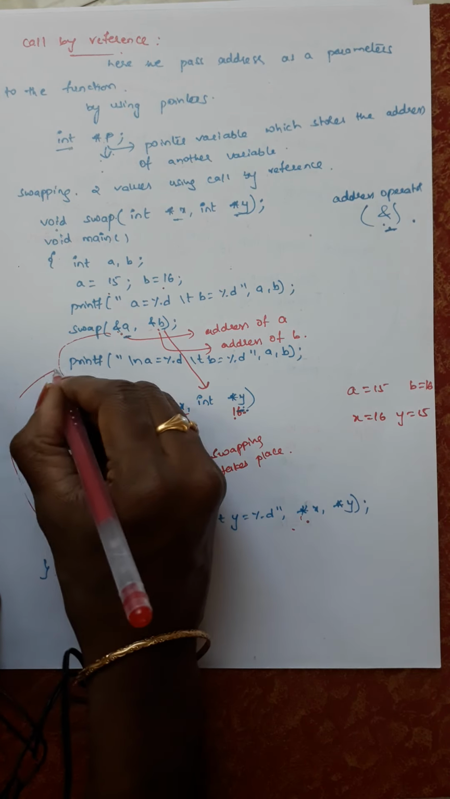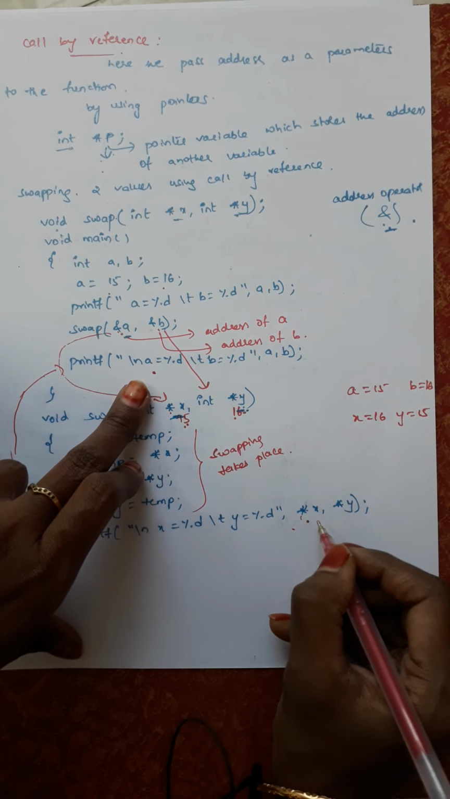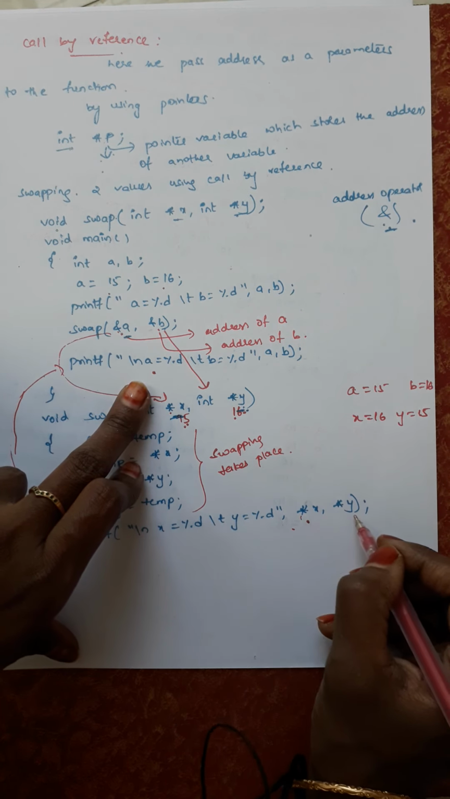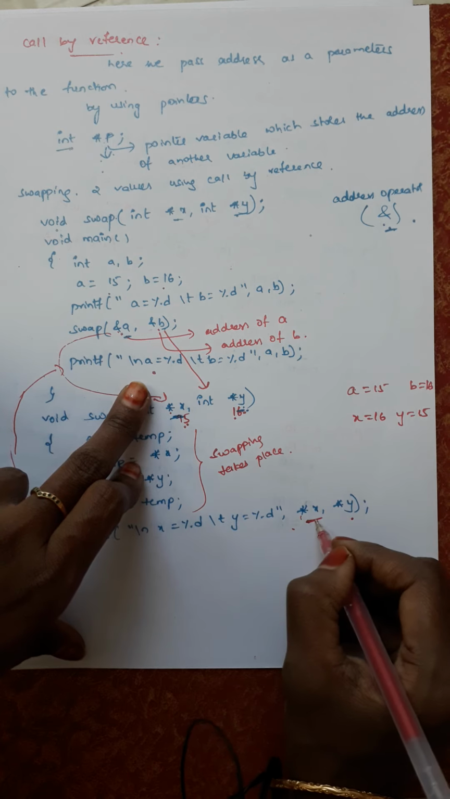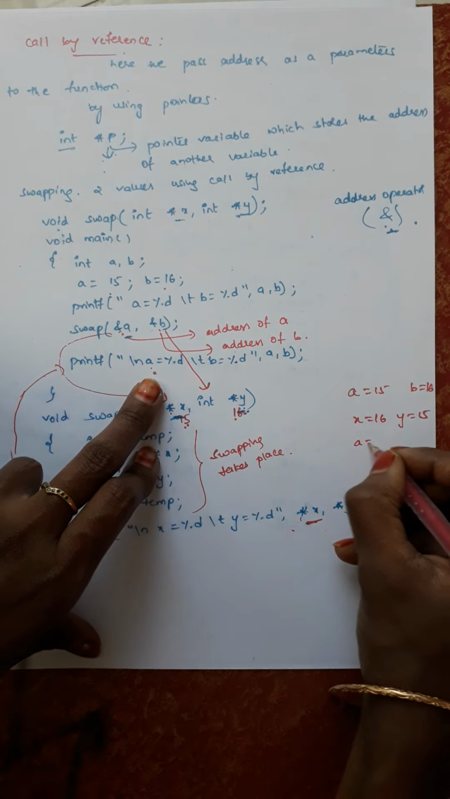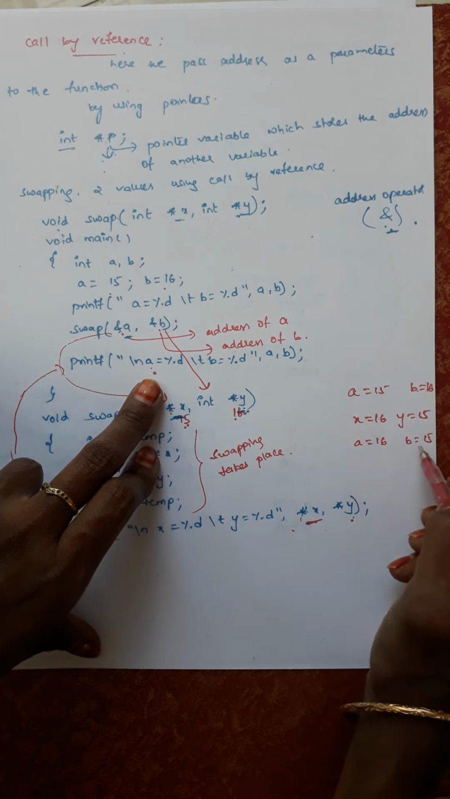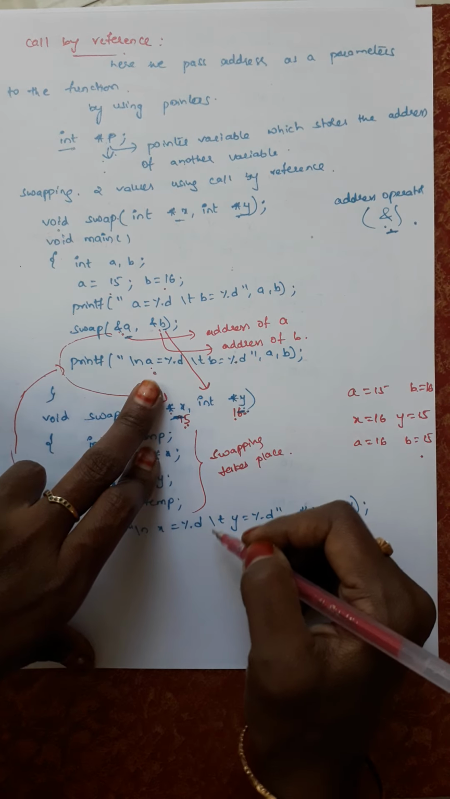Again it goes back to the main function of the program. What is the next step here? Here x value 16, y value 15. What does x contain? The a address and the b address. Now what is the a value here? a equals 16, b equals 15. Here see, the a value and b value also changed. That is call by reference.